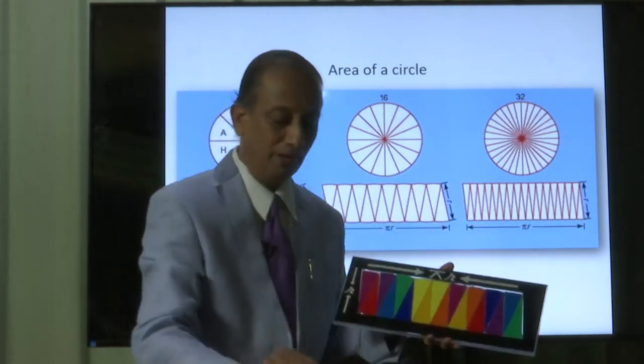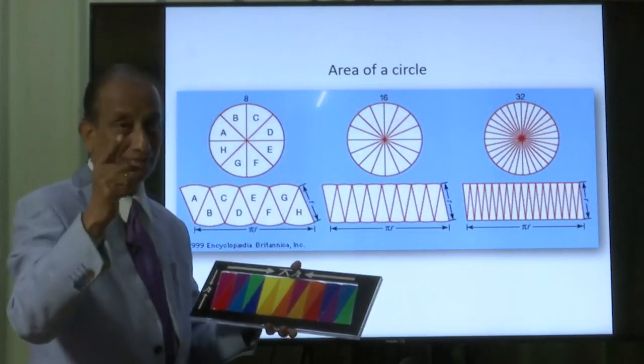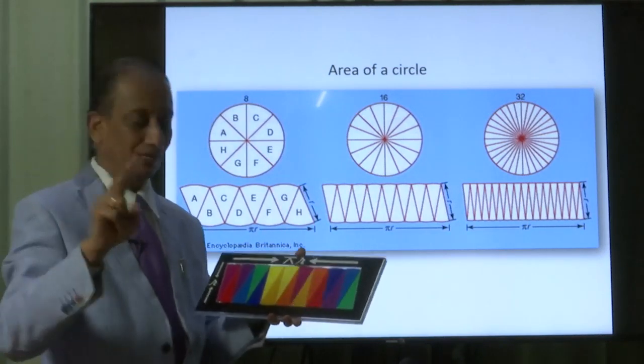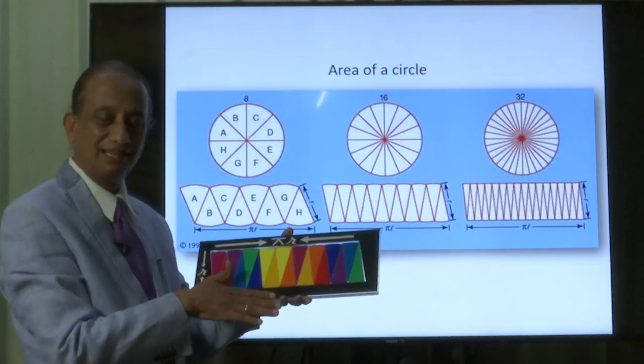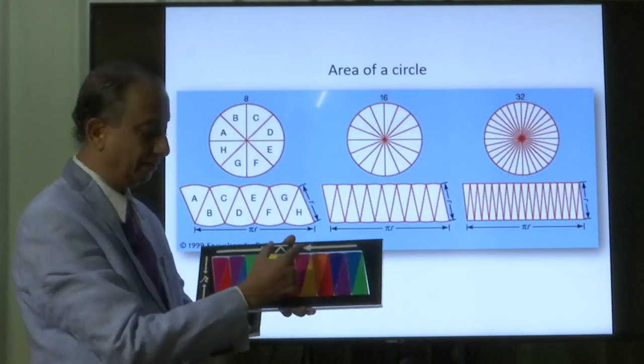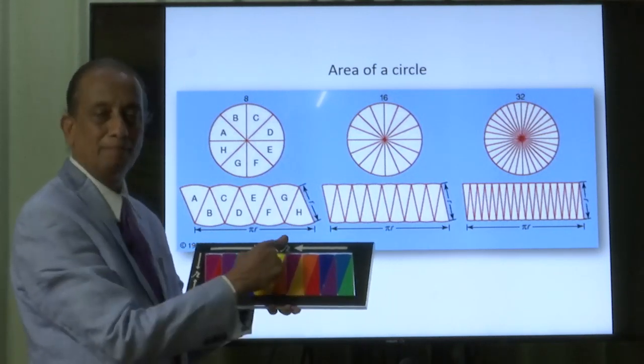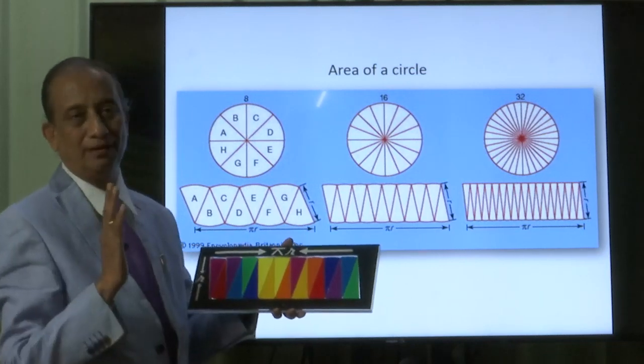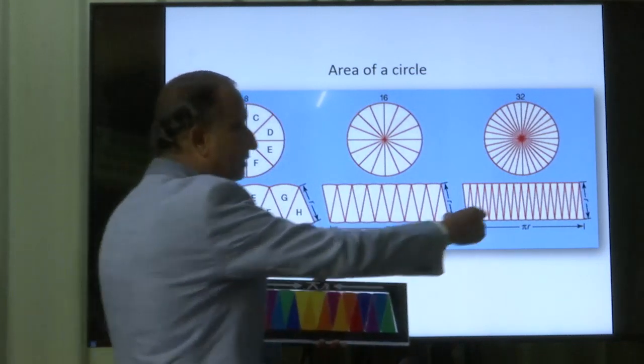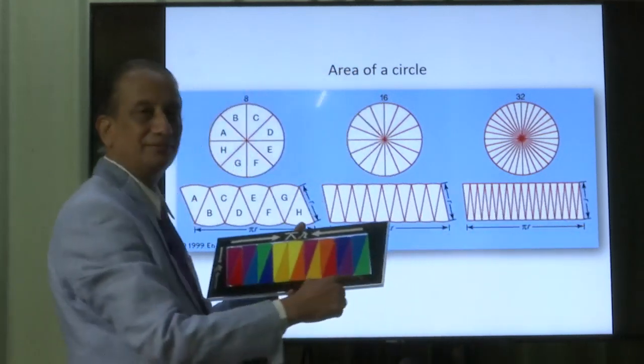So, therefore, we can say that the circumference, you already know, is 2 pi r, and here the opposite sides are equal. So, the length from here to here is pi r. This is pi r plus pi r, which is 2 pi r. Now, what is the breadth? Breadth is nothing but the radius of these sectors.